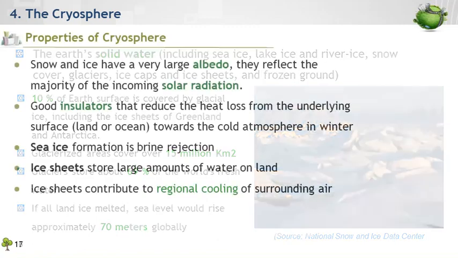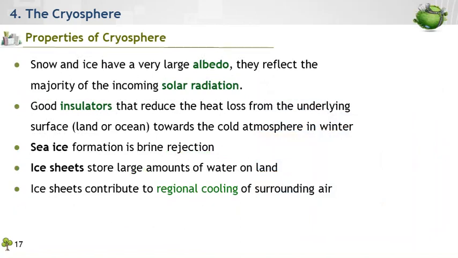As part of the climate system, solid water, or the cryosphere, plays an important role in regulating the global climate and energy balance. Because snow and ice have very large albedo, they reflect the majority of the incoming solar radiation back into space, keeping the temperature at ground level cooler.